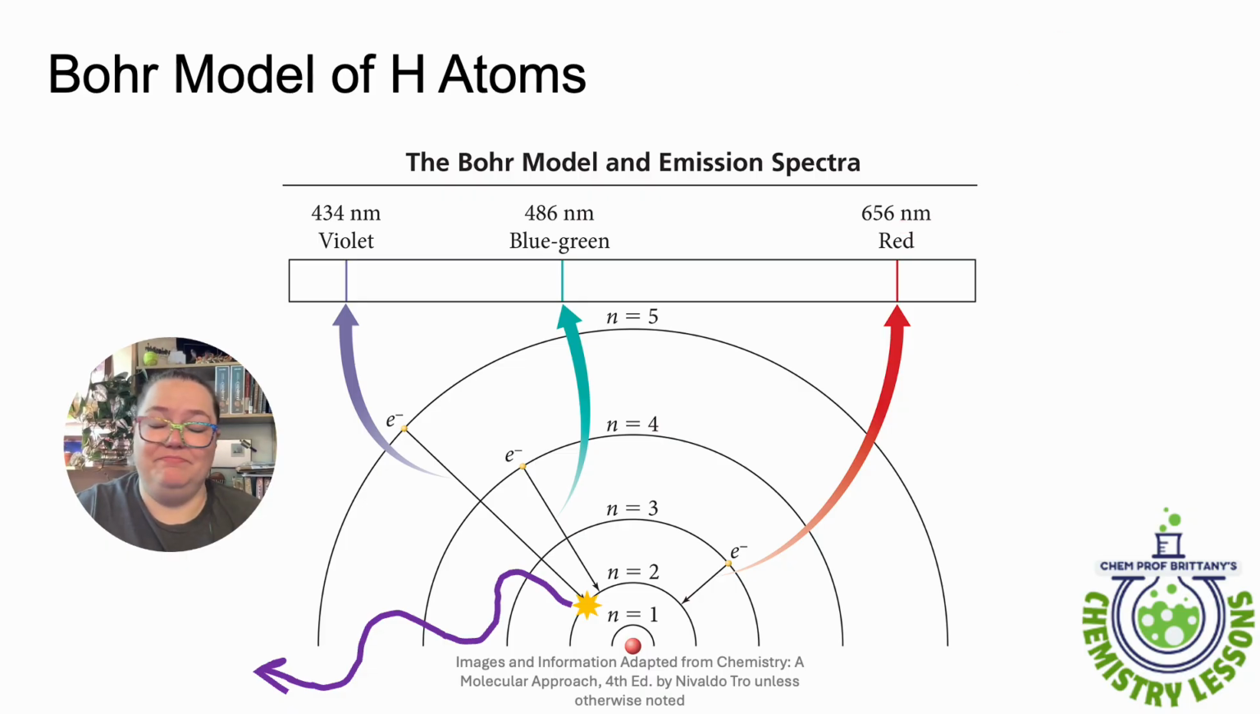And so that is all I've got to say about emission spectra and the Bohr model of the atom.